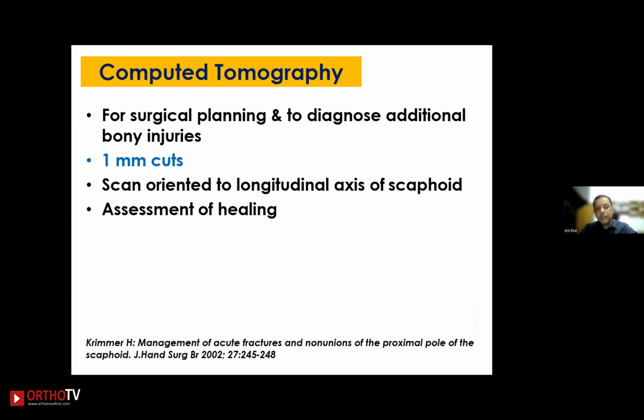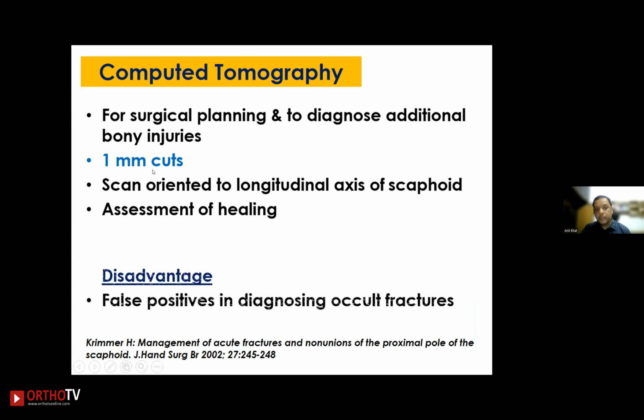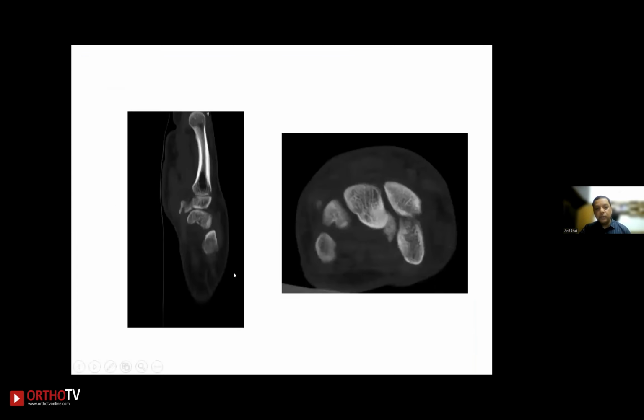The most important thing is routine CT. When you ask for CT, the routine cuts are 3 millimeter cuts. The radiologists, or wherever you send them for CT, take 3 millimeter cuts. Here, the scaphoid is a smaller bone. You might just miss the fracture area, so you need to take 1 millimeter cuts in these patients. The only thing is sometimes it's difficult to diagnose occult fractures if you do CT as a first line. So CT will tell you the combination.